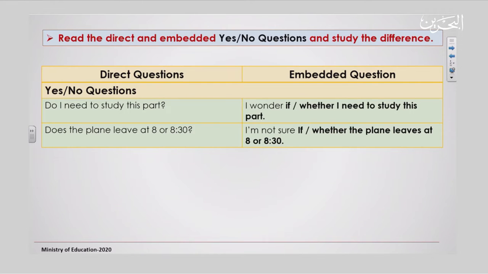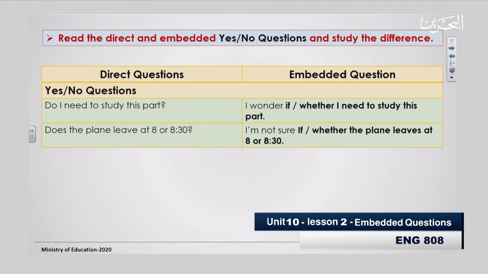Now let's look at another type of question. Here we have yes or no questions, and again, I will give you 1 minute to read the questions and try to find what the difference is between them. So how do we write yes or no questions, and how do we write embedded questions? You have 1 minute to read and find the differences.